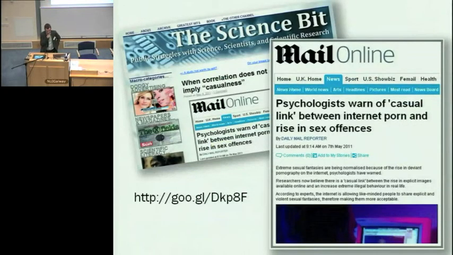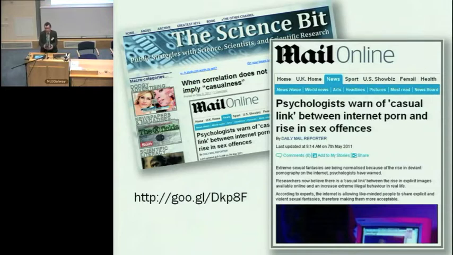So here's an article from the Daily Mail, warning of a casual link, apparently, between internet porn and rise in sex offences. And there are a number of problems with this, not least that the editing process on the science news section wasn't familiar enough with the term causal link to pick up on the error either in the headline or indeed throughout the body of the article, where the reporter consistently referred to this danger of a casual link.